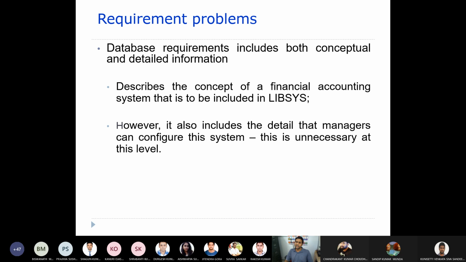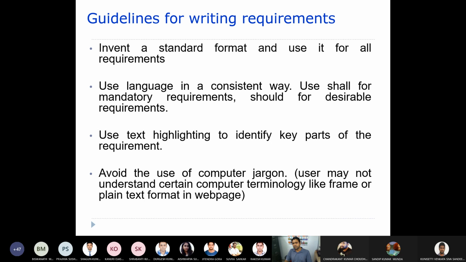You need to understand that these sorts of problems come up when you are defining or stating the requirements using natural language. Now, there are some guidelines for writing these requirements. What it says is that you need to have some sort of standard format, and this standard format should be used for all the requirements. While writing the requirements, you should follow that particular standard format.